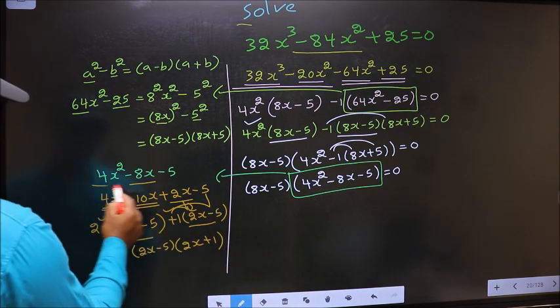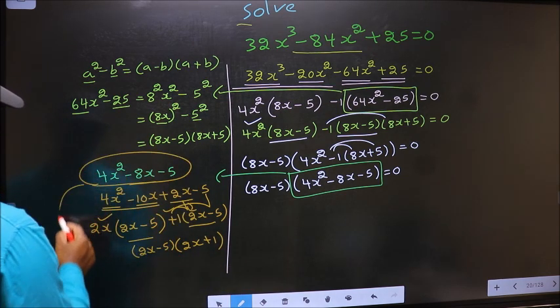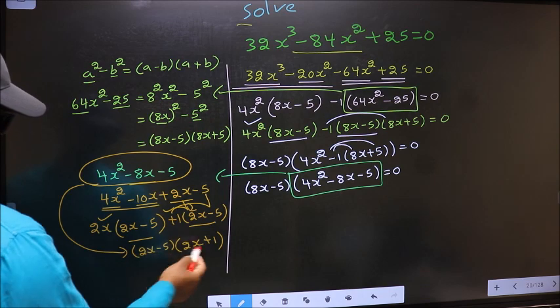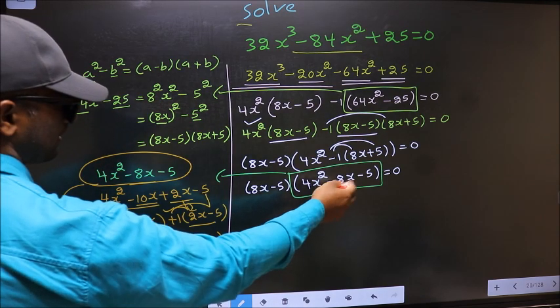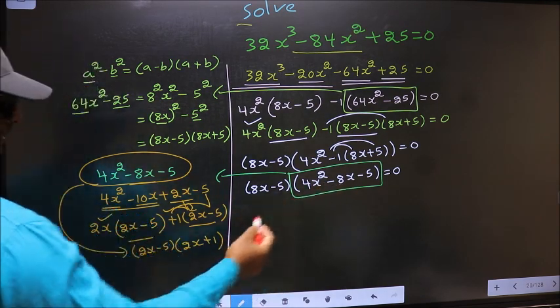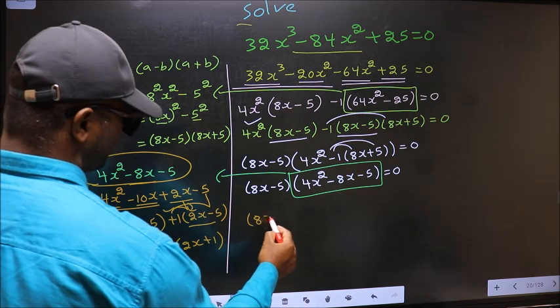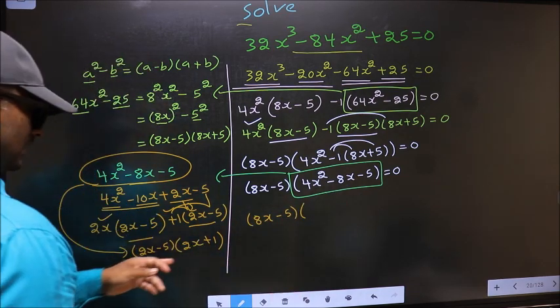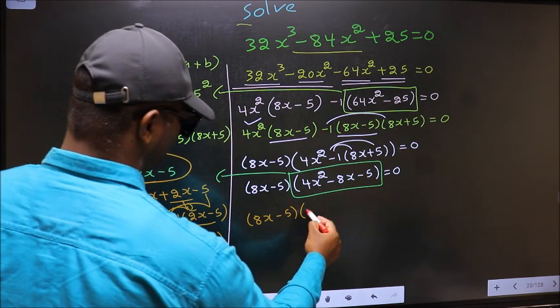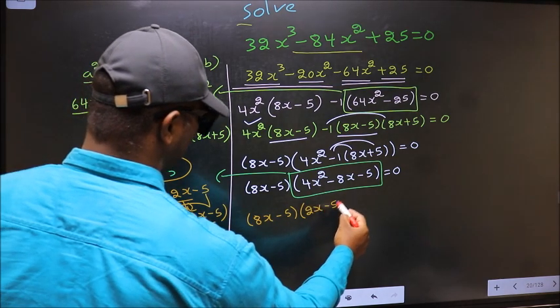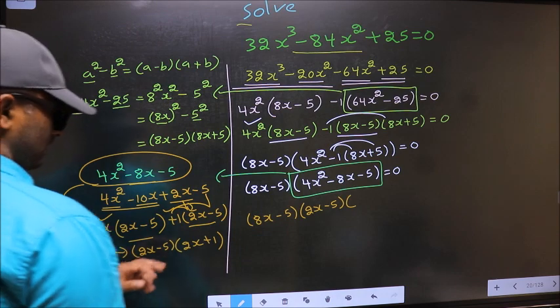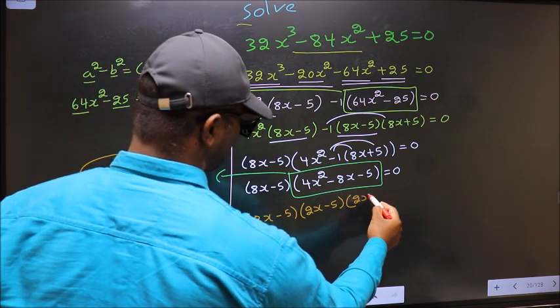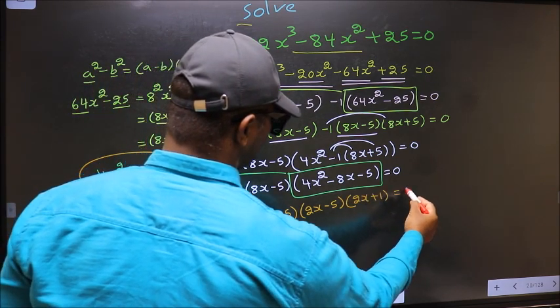Now in place of this quadratic we should write this over here. So this equation becomes 8x minus 5, in place of this 1, 2x minus 5, 2x plus 1 equal to 0.